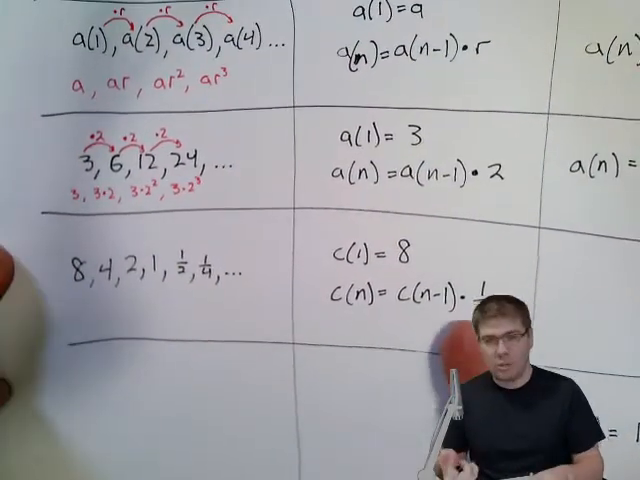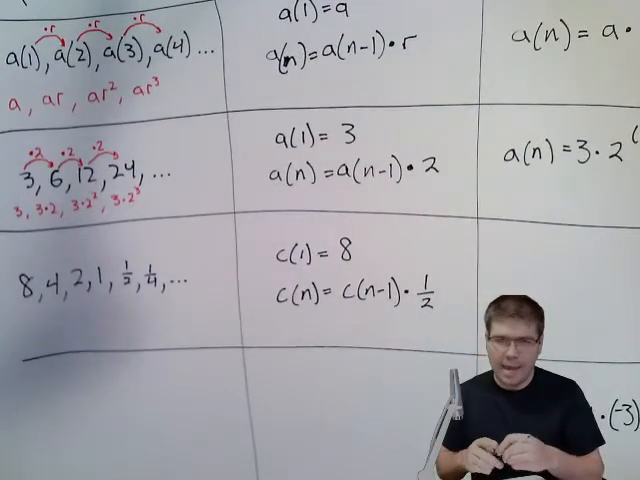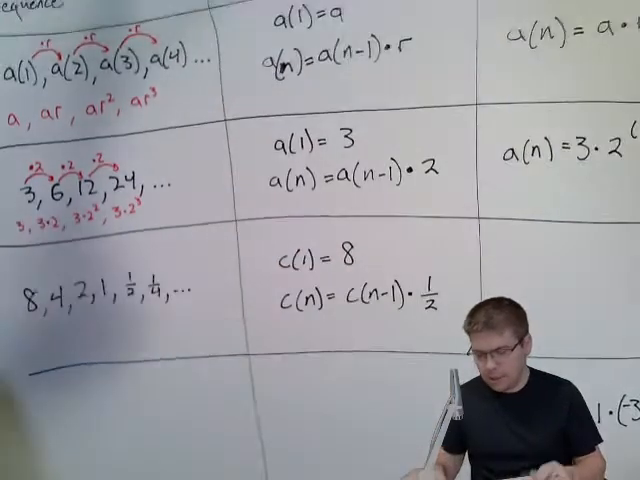And so because that ratio is 1/2, we actually see it decaying. That's exponential decay, that pattern that's going on here.